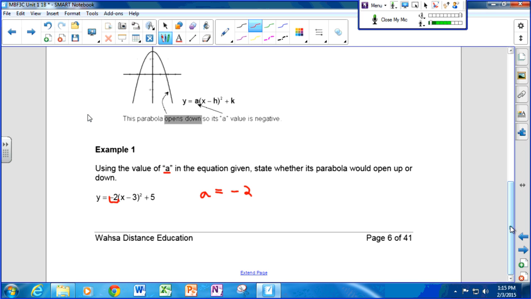We don't put a plus sign in front of variables or constants when they're at the beginning of an equation or at the beginning of an expression. It's just a style thing. So a is negative 2, and since a is negative, then what we can say about this parabola is that it opens down. And that's what we can say about it.